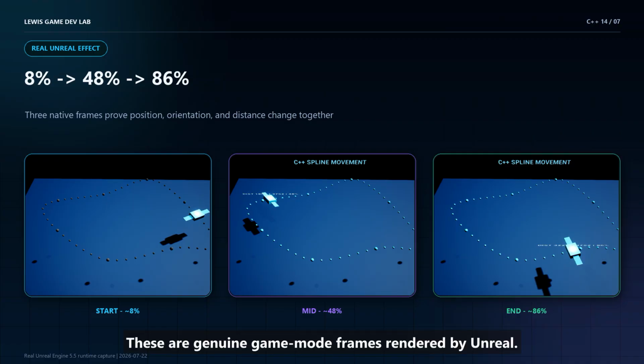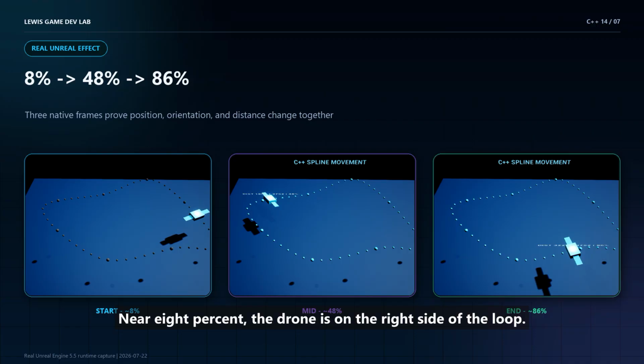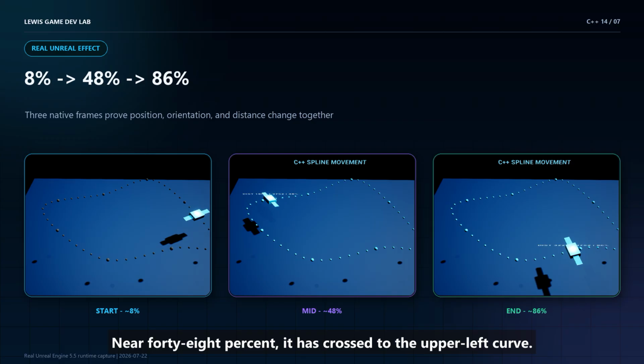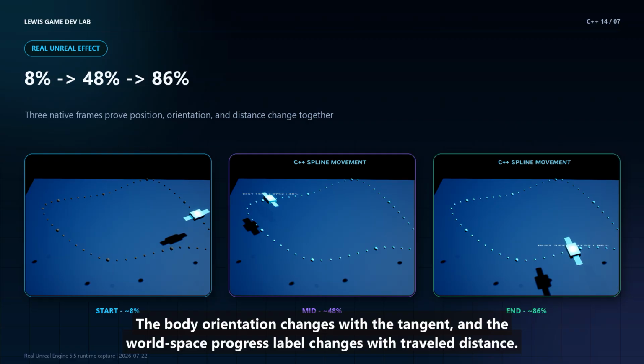These are genuine game mode frames rendered by Unreal. Near 8%, the drone is on the right side of the loop. Near 48%, it has crossed to the upper left curve. Near 86%, it is on the lower right return path. The body orientation changes with the tangent, and the world space progress label changes with traveled distance.